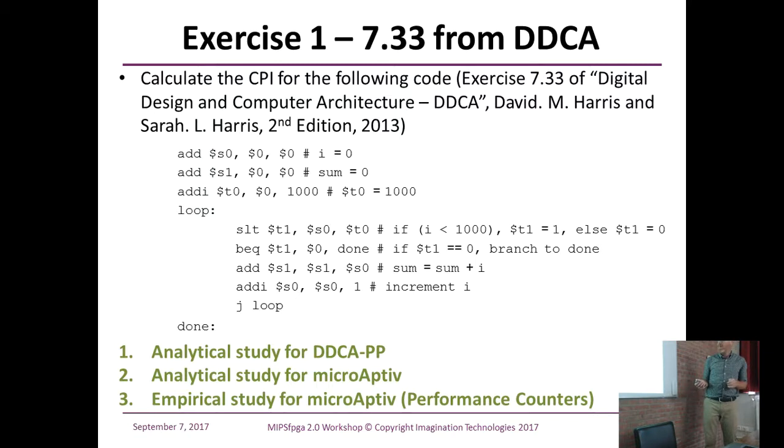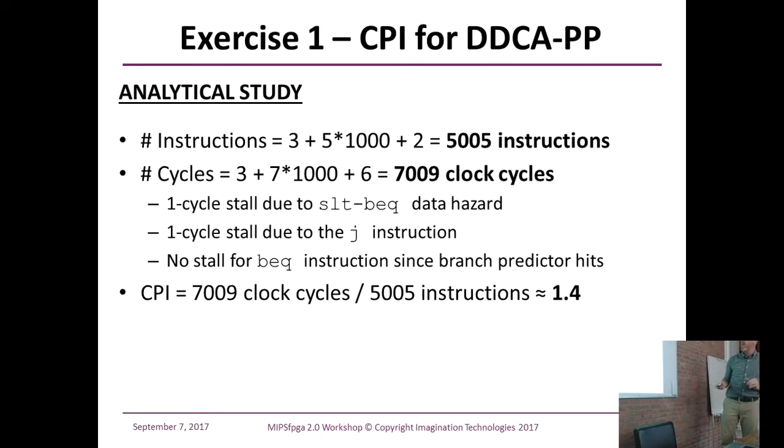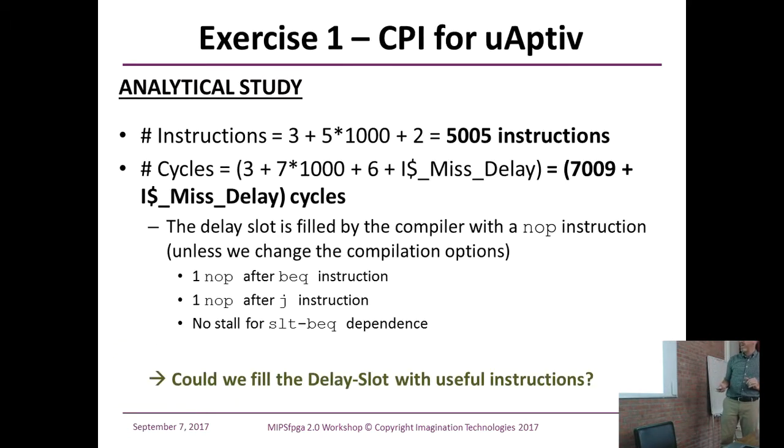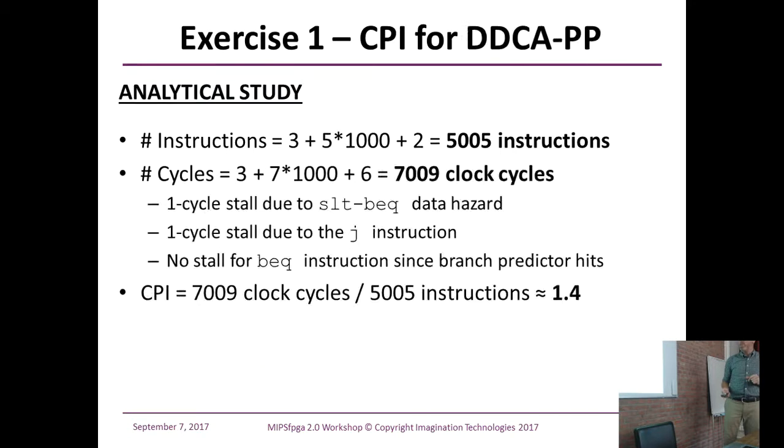So by default, the compiler will introduce an operation in the delay slot. Okay? So we have to count 1 more cycle here and 1 more cycle here. So in total, it would be 7 cycles per iteration, so around 7,000 cycles in total. If we do the maths here, well, it's not done here, but it would be around 1.4, the CPI obtained by default, if we don't use the delay slot. Now the question is, could we fill the delay slot with useful instructions?